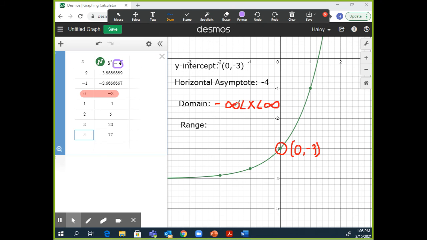So our range will start at negative 4, less than y, since we're dealing with range as our y values. And then it continues to go up forever and ever, so we will put positive infinity. Okay, those are the key features of an exponential function.